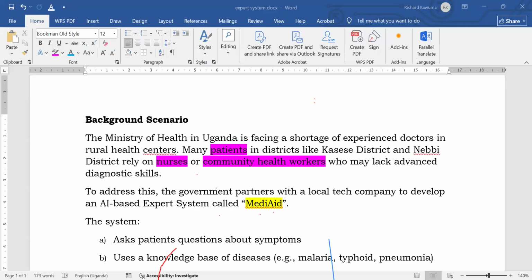Otherwise, when the system says fever, people will ask, what do you mean by fever? The person doesn't know what fever means. And also the user interface should be simple and mobile friendly.